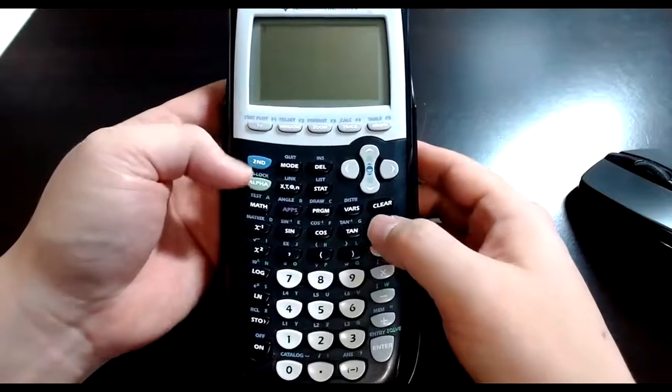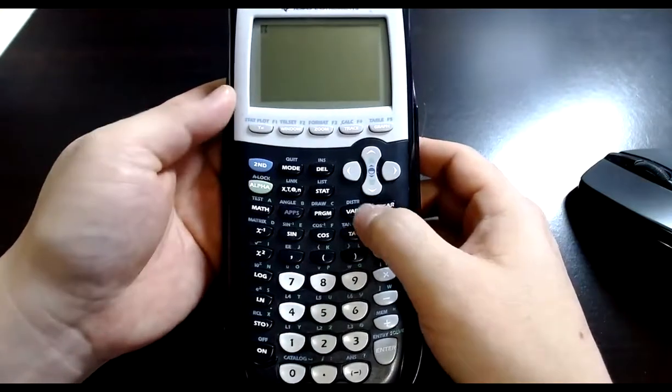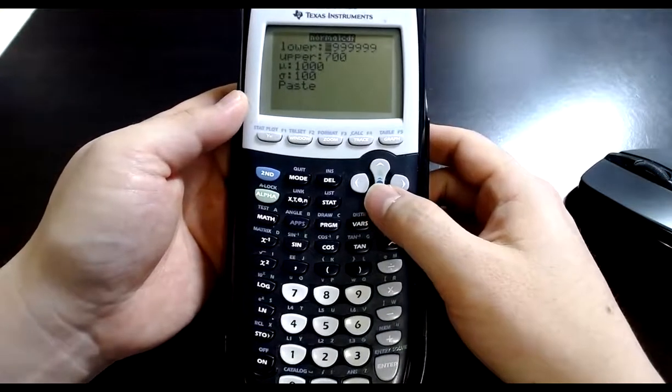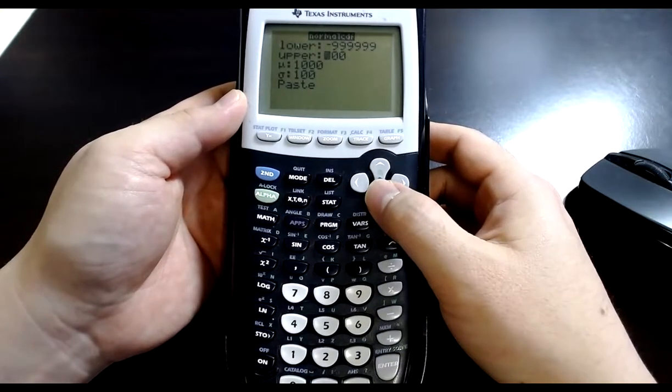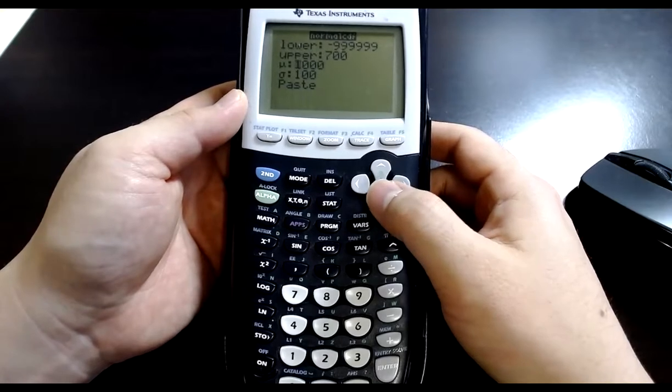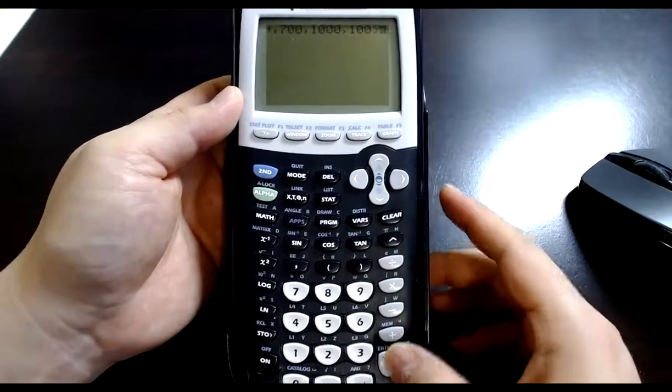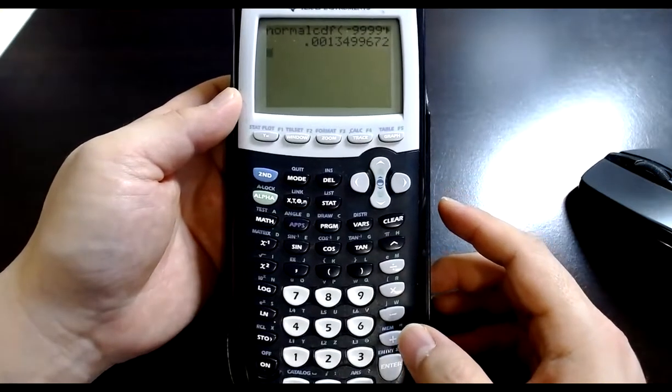In the calculator, we go to the distribution menu: press second, then variables. We use normal CDF. The lower limit is negative 99999, the upper is 700, mu is 1000, and sigma is 100. Then we calculate, and we get 0.001, right?